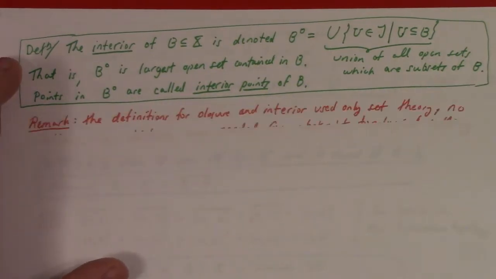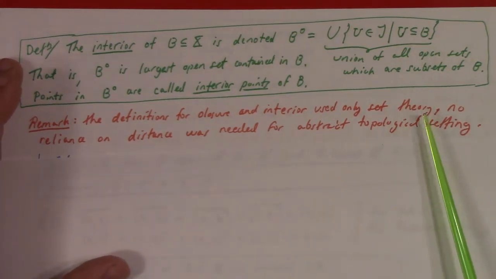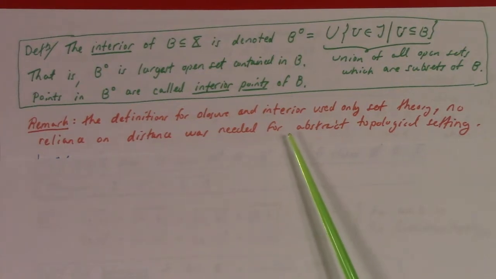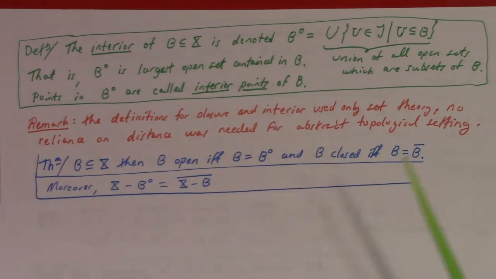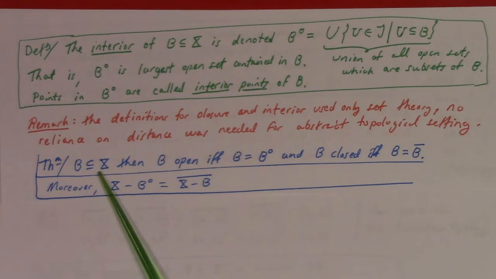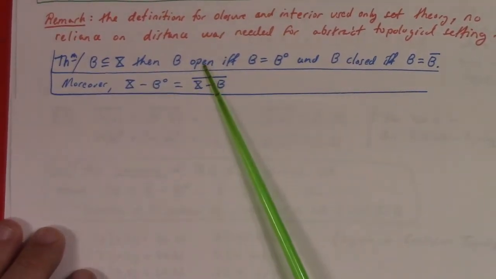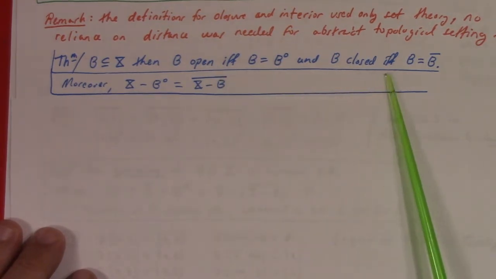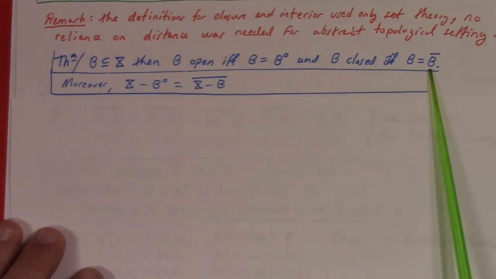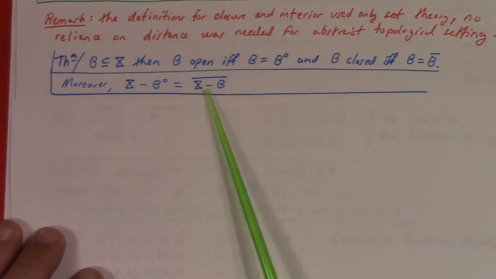So notice that the definitions of closure and interior used only set theory. No reliance on distance was needed for this abstract topological setting. Little theorem: if B is a subset of X, then B is open if and only if B is equal to its interior, and B is closed if and only if B is equal to its closure. And moreover, if we take the complement of the interior of B, we get the closure of the complement.